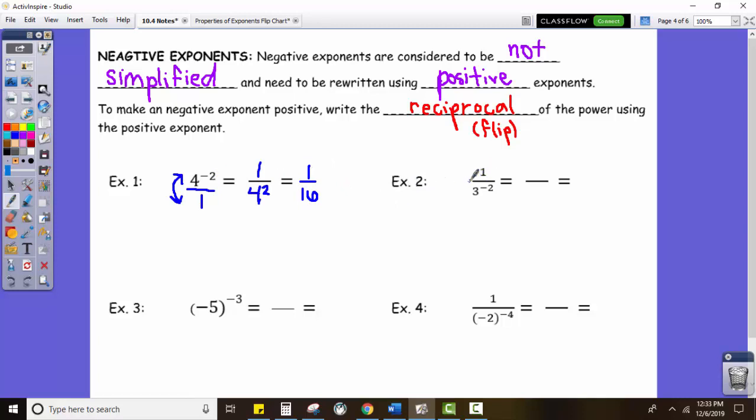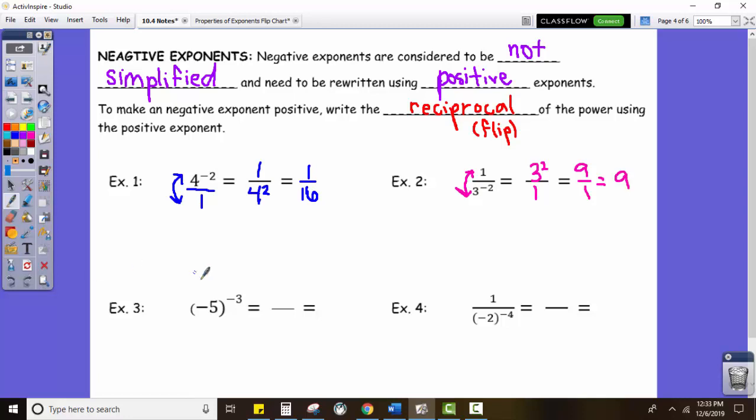Example 2, I have 1 divided by 3 to the negative second. So this is not in proper form with the negative 2 for the exponent. So I'm going to flip, take the reciprocal of the numerator and the denominator. So the 3 to the negative second is now in the numerator, but it's a positive 2. So 3 to the second. And then in the denominator is 1. So these two flipped. Okay, and I'm going to evaluate this. 3 to the second, that would be 3 times 3, which is 9 over 1, and 9 over 1 just equals 9.